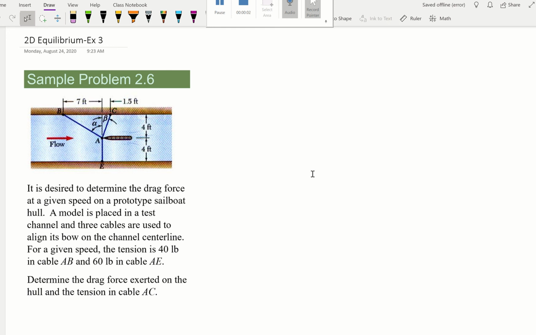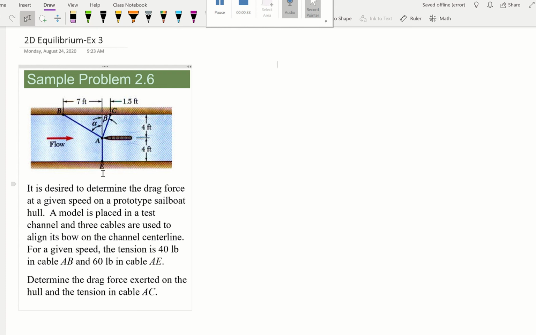Hi, this is going to be another example for 2D equilibrium. So hopefully you have already gotten a hang of how to work on it, and through this example you can start to do it with me at the same time. This is a problem to determine the drag force at a given speed on a prototype sailboat. The model is placed in a test channel, and the tension is 40 in AB and AE is given.